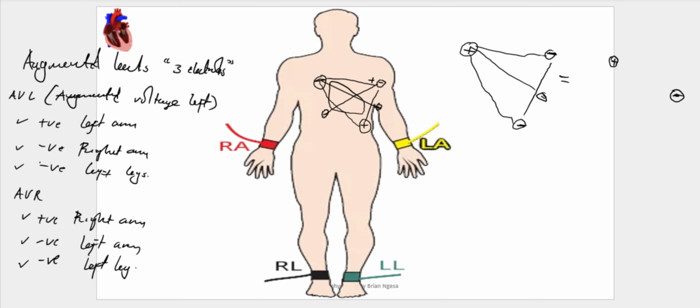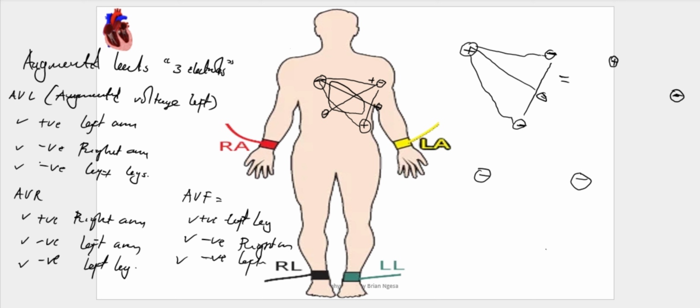So we also have another type of augmented lead, called the augmented voltage foot. As the name suggests, we have three electrodes. The positive electrode this time is placed on the left leg, while the other two negative electrodes are on the right arm and on the left arm. So you'll have something like this: negative on the right, negative on the left, and on the foot you anticipate positive.